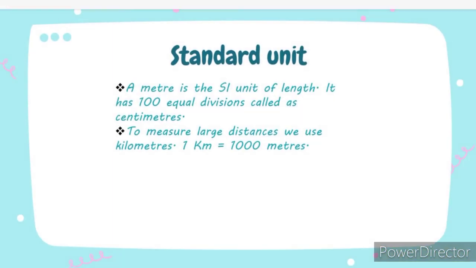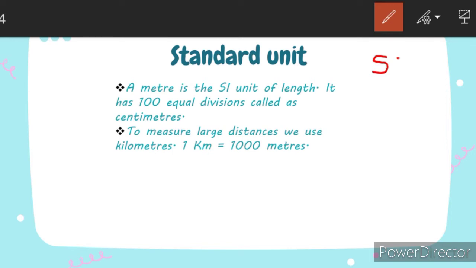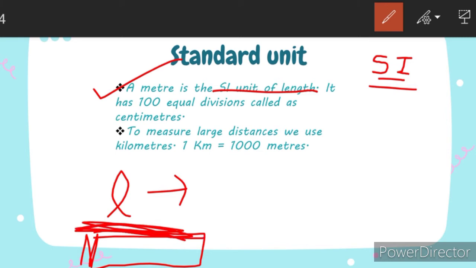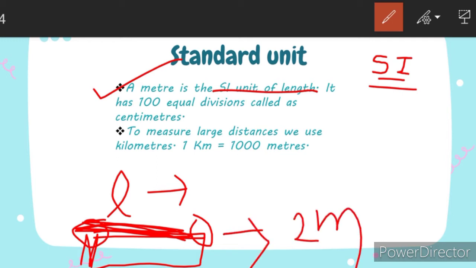Now the standard unit is known as the SI unit. What is it? A meter is the SI unit of length. Length is the distance of something. For example, here is a table. What is the length of that table? The length of the table will be the distance from this point to this point. So this is your length. It may be possible the table is 2 meters, or 5 meters, or 18 meters. So this is what length is.